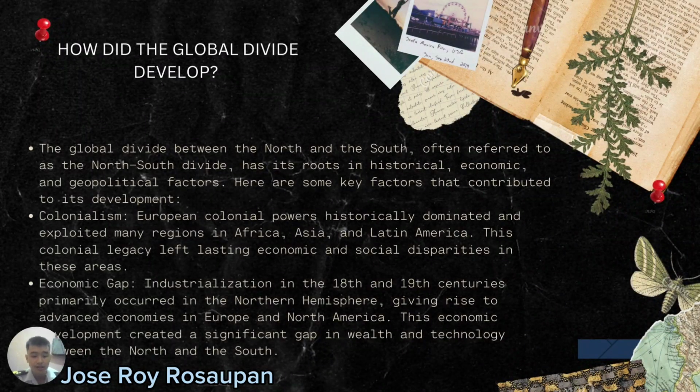Economic gap. Industrialization in the 18th and 19th centuries primarily occurred in the Northern Hemisphere, giving rise to advanced economies in Europe and North America. This economic development created a significant gap in wealth and technology between the North and South.